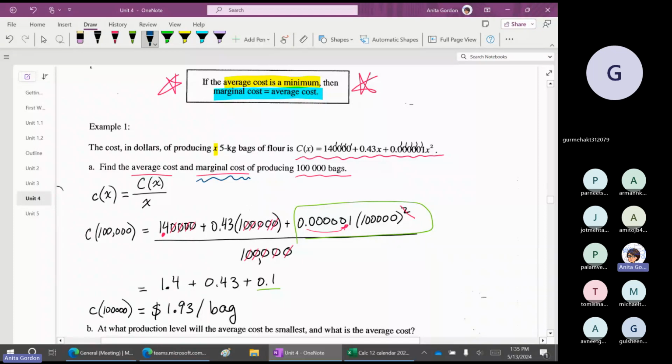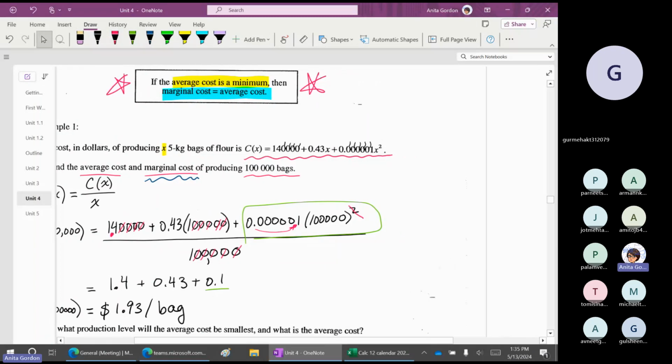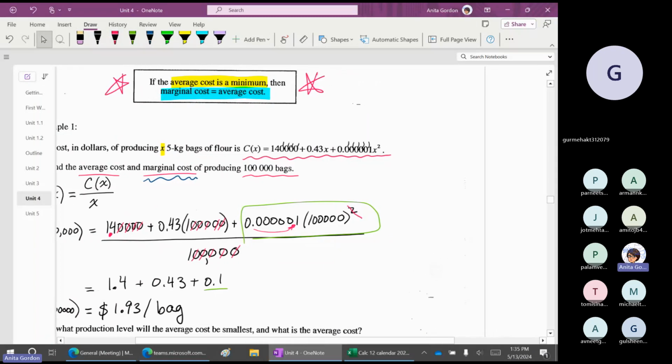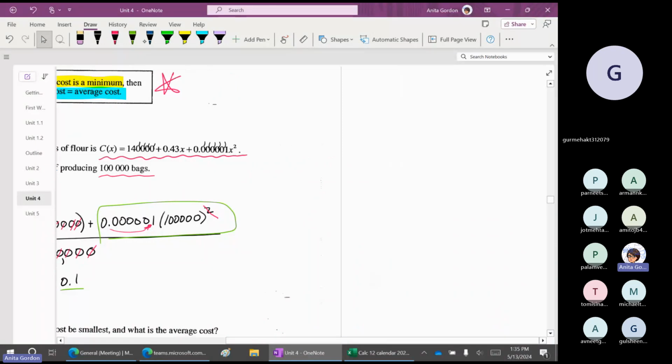Okay, now let's take a look at the marginal cost. Marginal cost is the derivative at 100,000. I have run out of room, so I'm going to do it off to the side here. What I want to do is compare this with the derivative after making 100,000. So what I'm looking for is C prime of 100K. First, tell me what's the derivative.